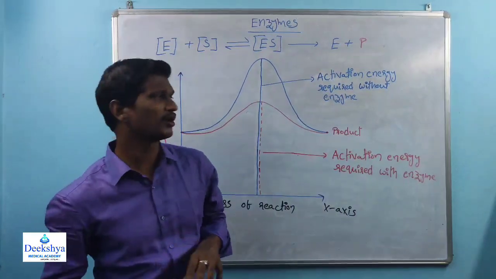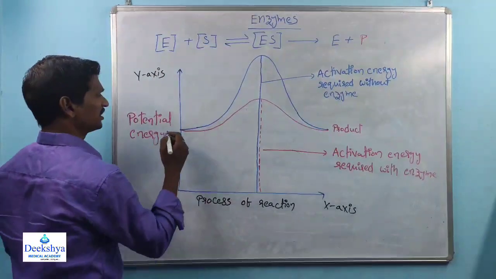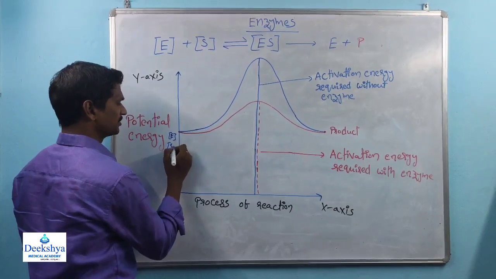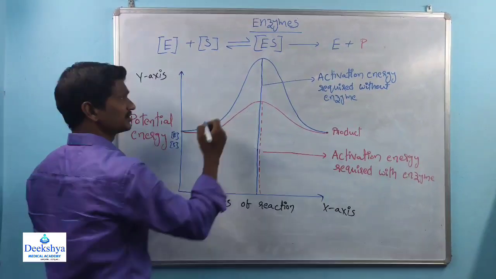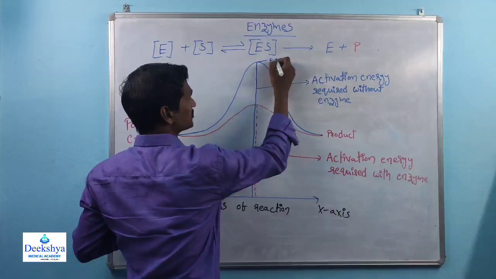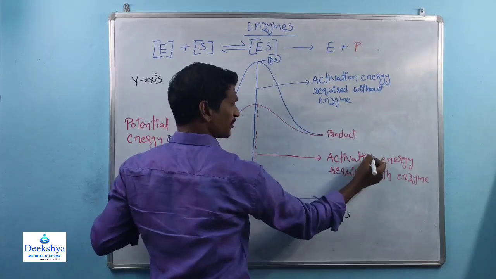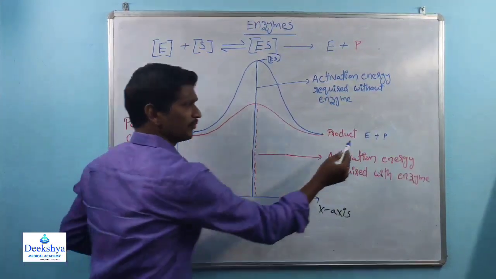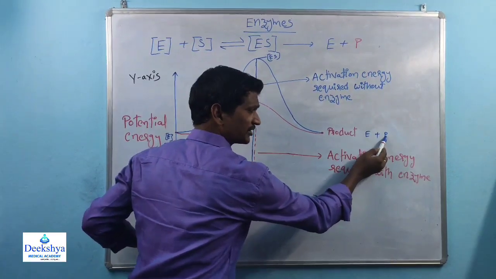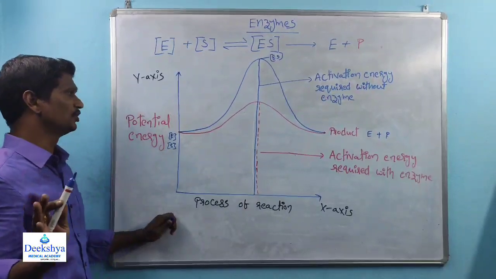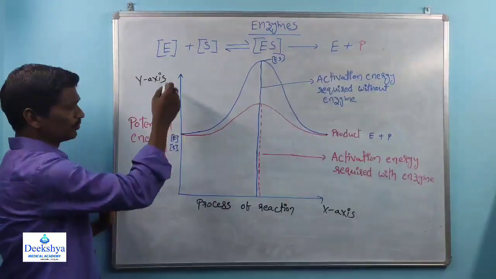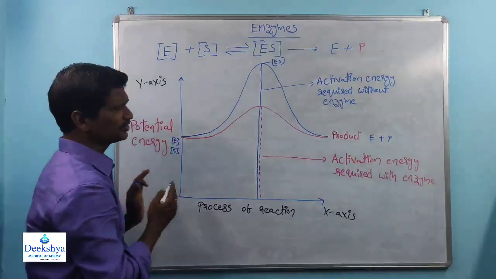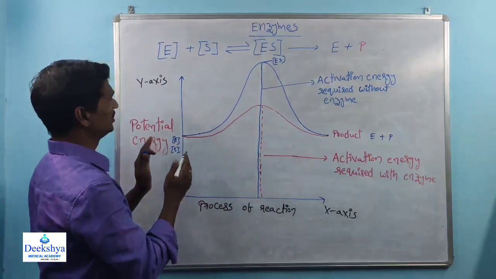So in this process, this is one enzyme and substrate complex. Here is the enzyme substrate complex, and here is the product formation. Enzyme and product formation takes place. So for the production of product, a certain amount of energy is utilized. That energy we are showing on the y-axis. So this is about the reactions.